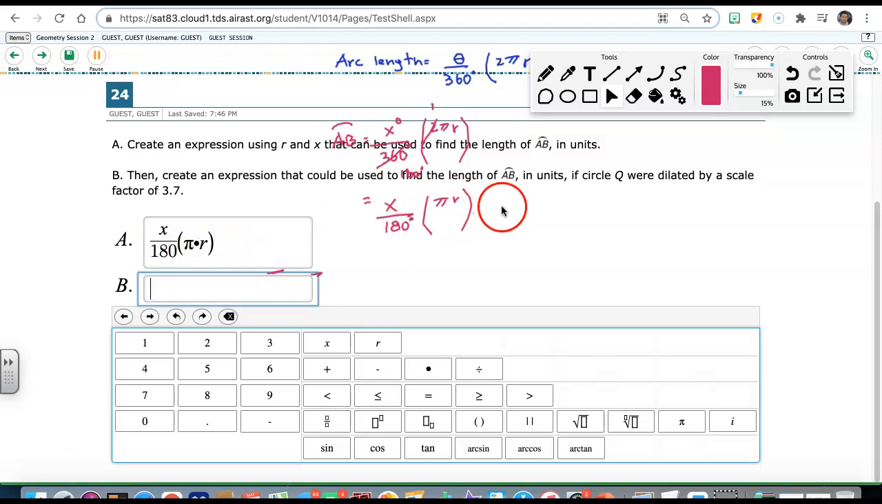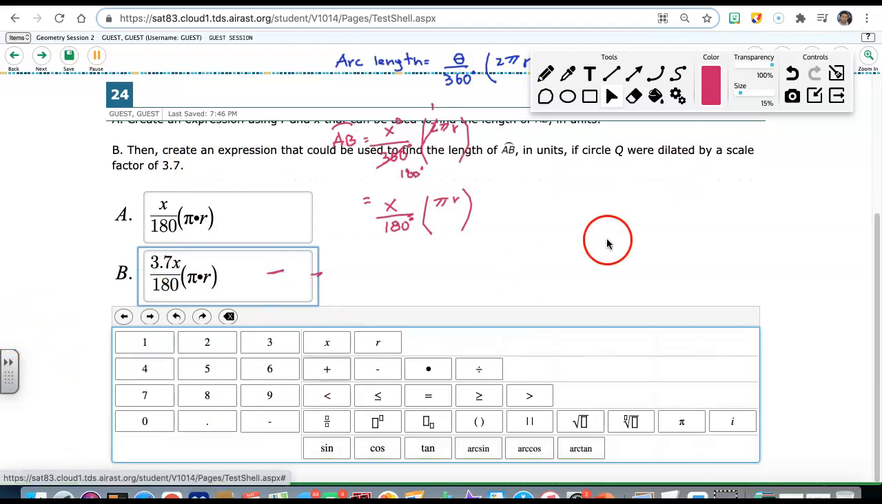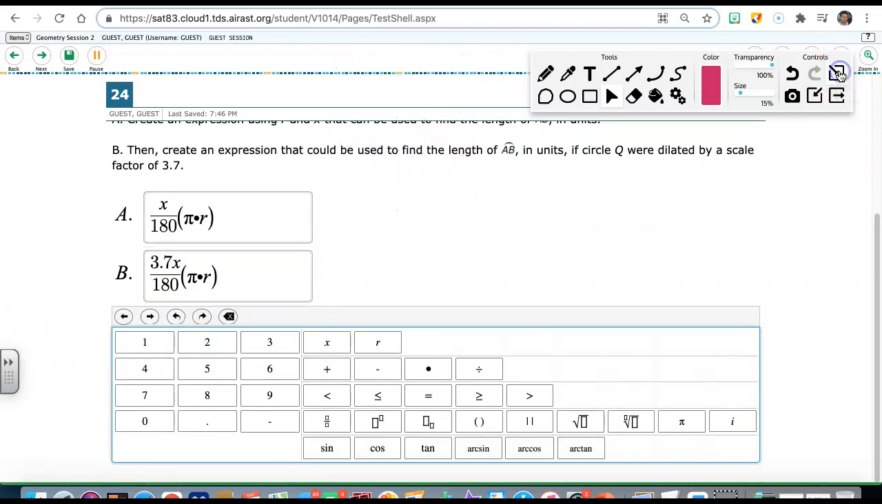Next, they're asking how can I put that dilated by 3.7? So the only thing I have to do is multiply times 3.7. So I'm going to put 3.7 times x. Technically, I don't have to put times, right? That's 3.7x. And I'm going to type everything else: 180, parenthesis, pi on the right side, times radius, and I close with my keyboard. By putting 3.7 times x, that's where the dilation is occurring. And that will be 24. Again, practice using this calculator. Alright, let's go to 25.